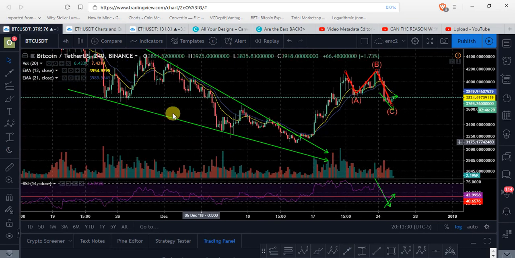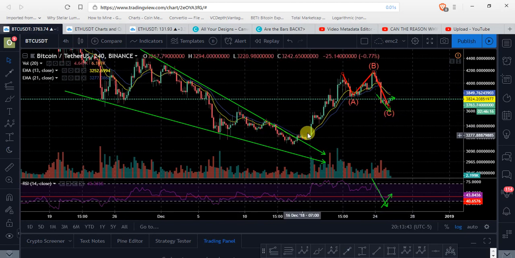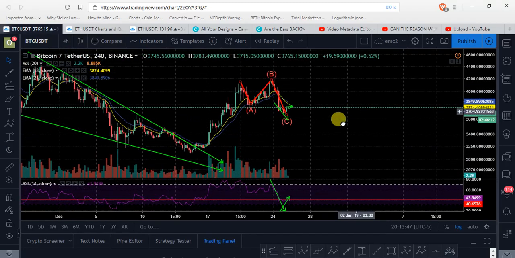This bullish pattern right here is called a falling wedge. I mentioned in my last video that most likely we're going to get out of this triangle and then make a big bull run. And this is only the first week, and then we got a retracement right here, an ABC correction.